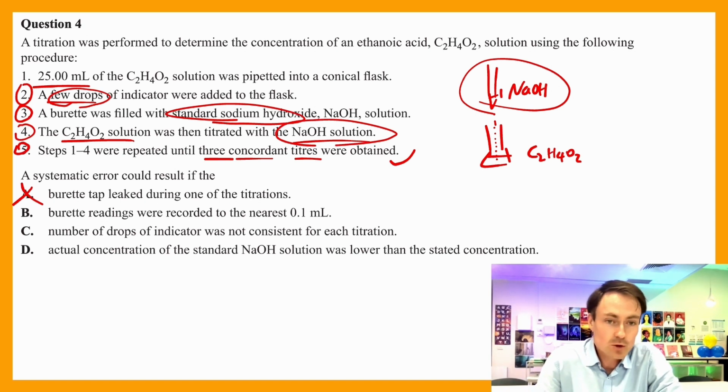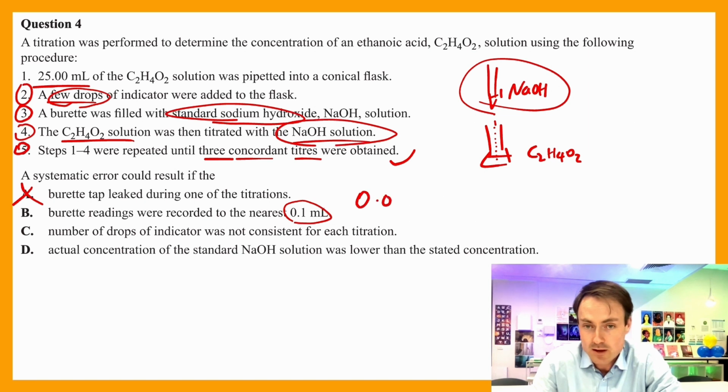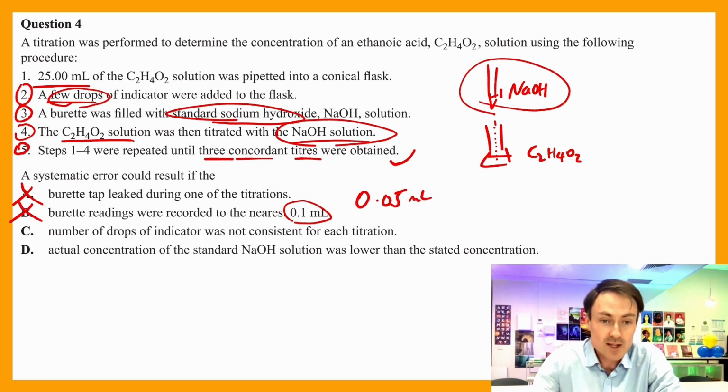If the burette readings were recorded to the nearest 0.1 mL, well, no, because actually you can buy burettes with this level of precision. They're called grade B burettes, and they're just slightly less precise than the grade A burettes, which we normally get, which is 0.05 mL of precision. So that would be a decrease in precision, not a systematic error, just using cheaper burettes.